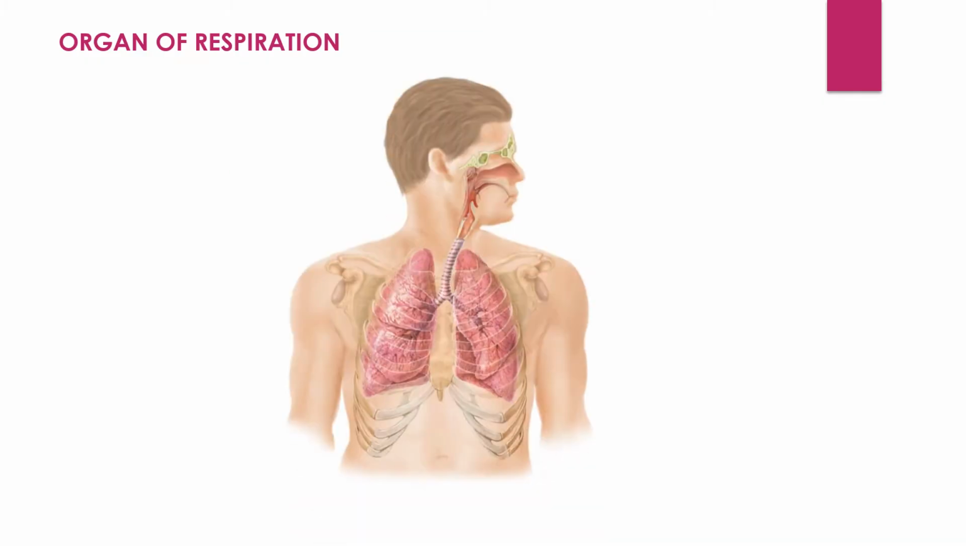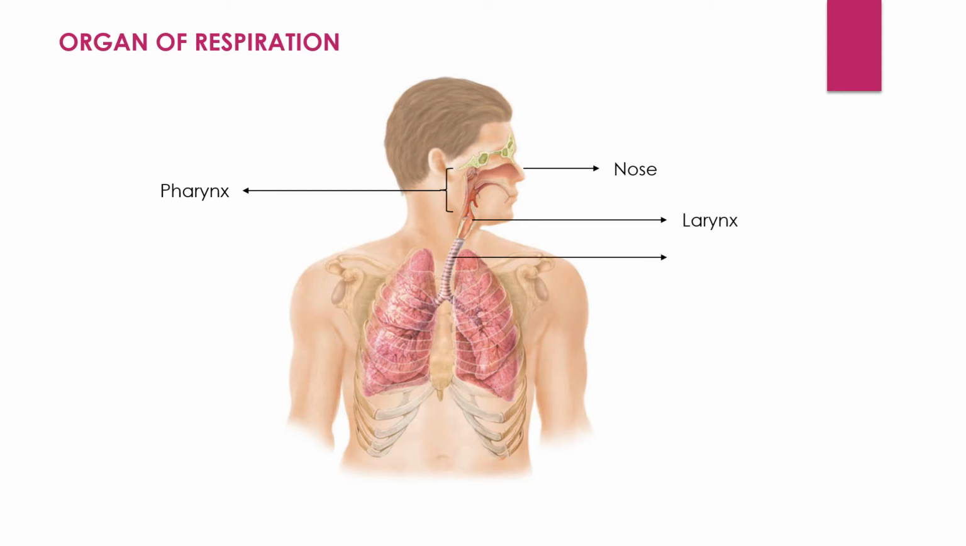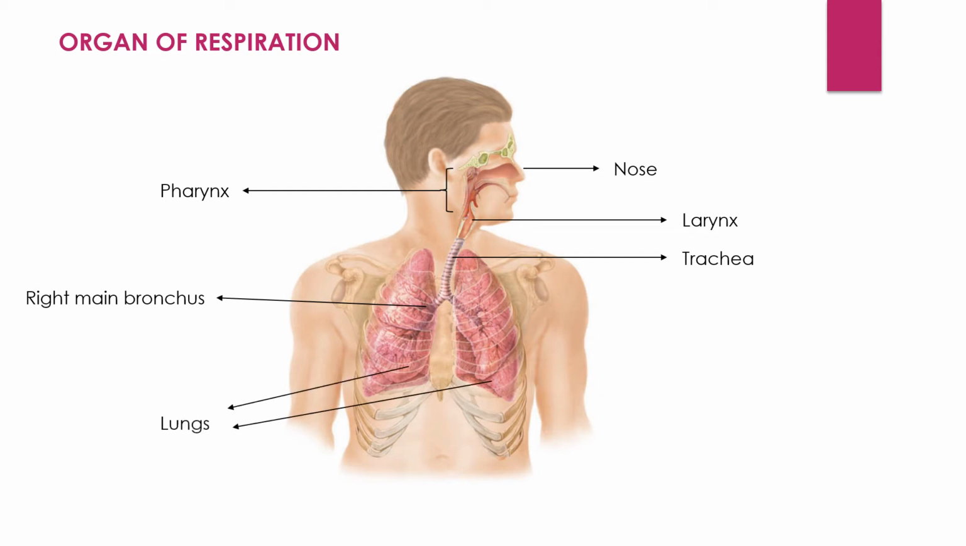Now we'll see the organs of respiration. This is the diagram that I have taken from the book Tortora. You can see here this part is termed the nose. This particular part is known as the pharynx. This particular part is known as the larynx. This one is termed the trachea, and this one is called the right main bronchus, and these two are nothing but the lungs.